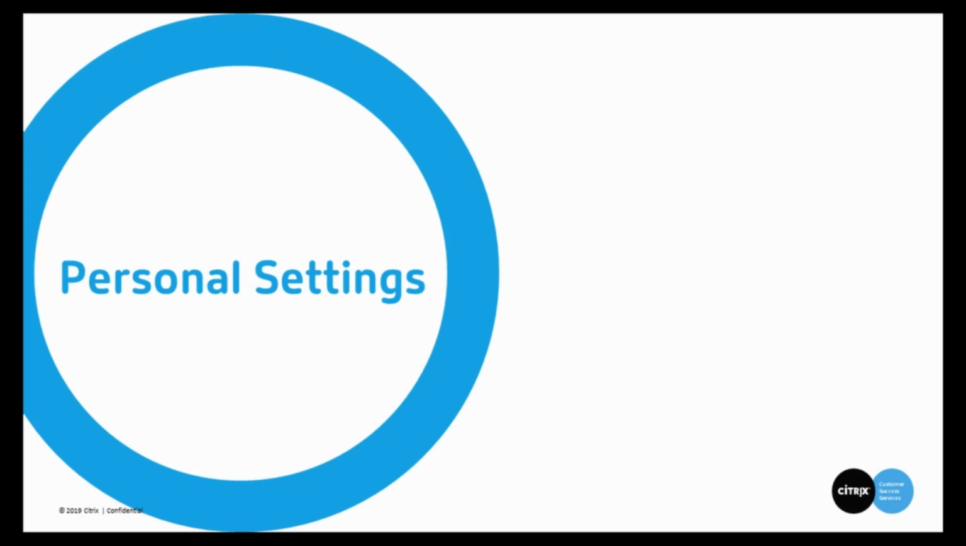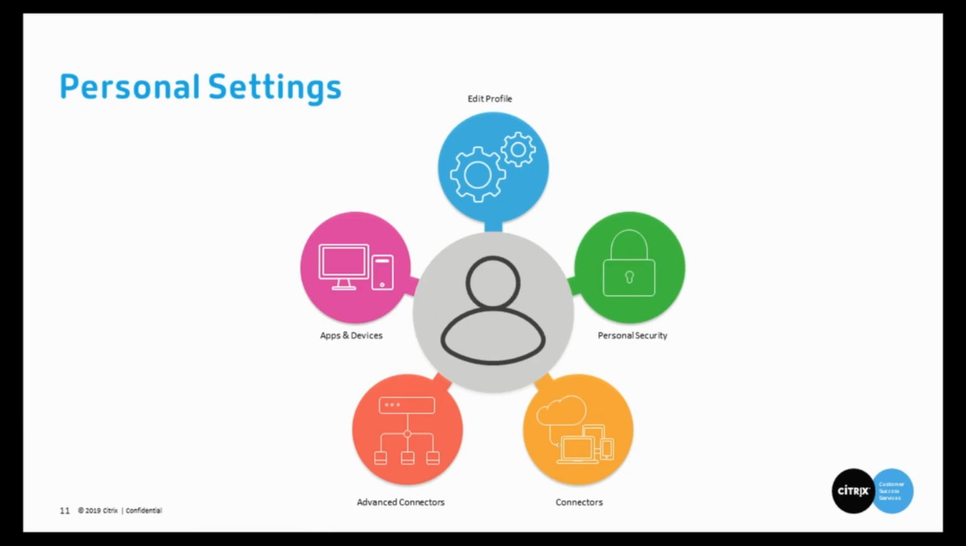Now, personal settings. Perfect. I'm glad to go through personal settings. So in our personal settings, we have 5 different settings. We have Edit Your Profile, which is where you can go and easily change your password. You can update your email address and even update email notifications.